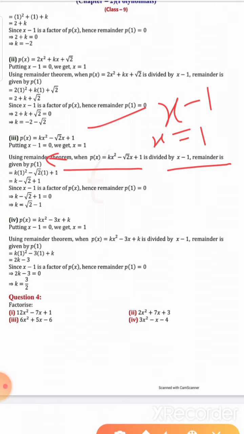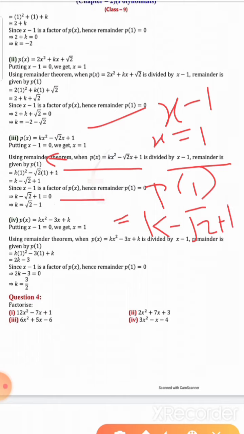Substituting the value of x = 1 in our polynomial, we get p(1) = k × 1² − √2 × 1 + 1. Simplifying, we get the polynomial k − √2 + 1. By the condition of the question, x − 1 is a factor of p(x), hence the remainder p(1) = 0.